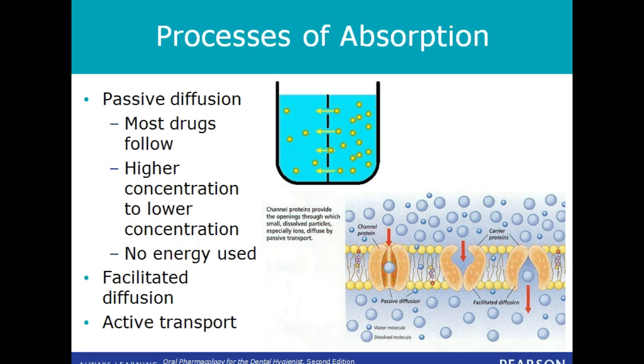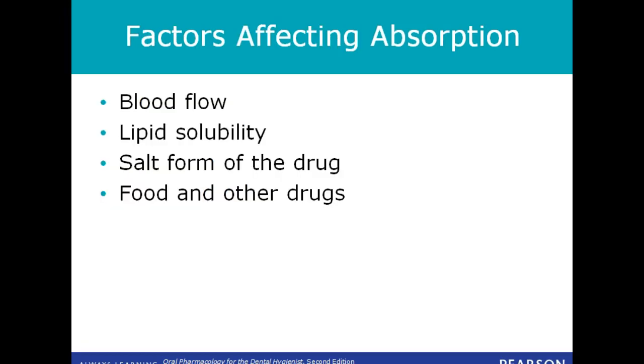The process of absorption can happen in several different ways. The most common is passive diffusion, where the drug flows from an area of higher concentration through the cell membrane to an area of lower concentration. This method does not require any energy expenditure. Facilitated diffusion uses carrier proteins that change shape and allow the drug to pass through. Active transport requires energy from ATP.